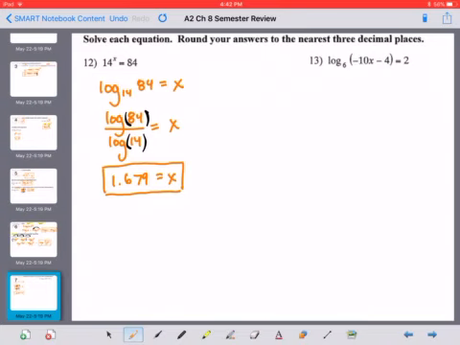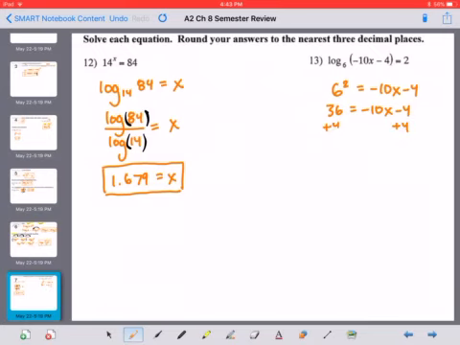Okay, 13 is going to start the same way, but we're actually going to rewrite this log as an exponent. So 6 to the power of 2 equals negative x minus 4. And then our goal here is just to solve for x. So this is 36 equals negative 10x minus 4.